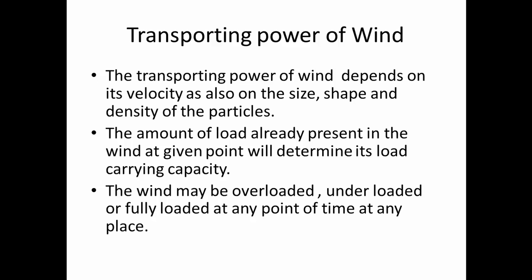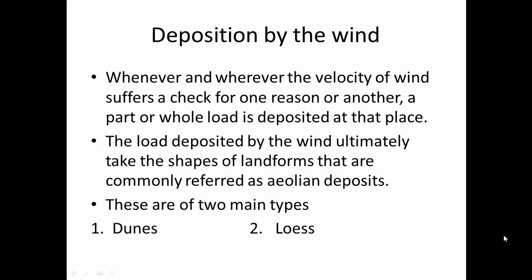In fact, overloaded winds will rather drop some of their loads while moving ahead at the very first opportunity becoming available. The sediments and particles once picked up by the wind from any source of the surface are carried forward for varying distances depending on the carrying capacity of the wind. Whenever and wherever the velocity of the wind suffers a check for one reason or another, a part or whole of the wind load is deposited at that place. Factors that commonly result in a check in the velocity of the wind include prominent obstructions such as hills, mountains, forest belts, and also precipitation, that's rainfall or snowfall.